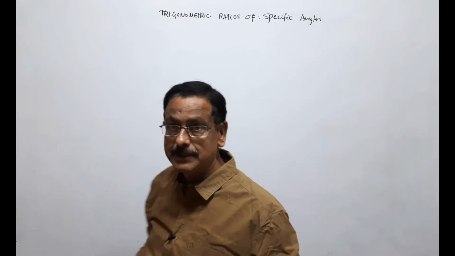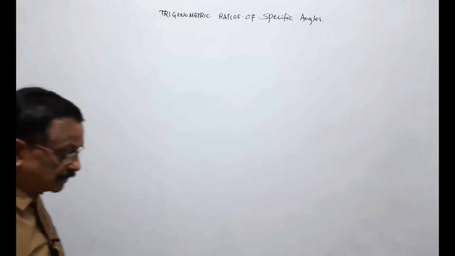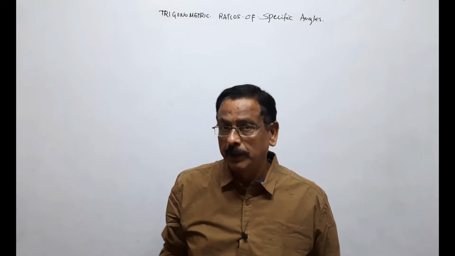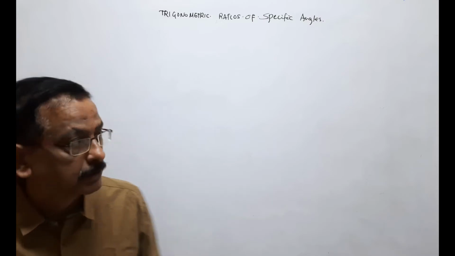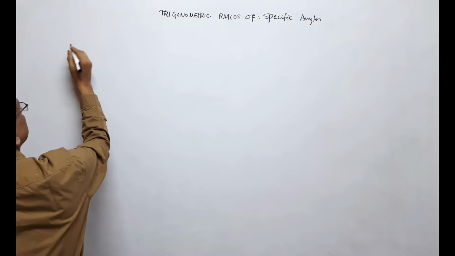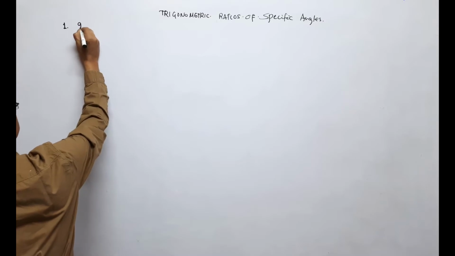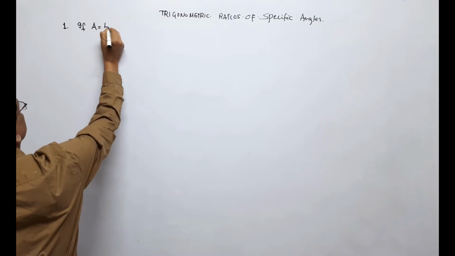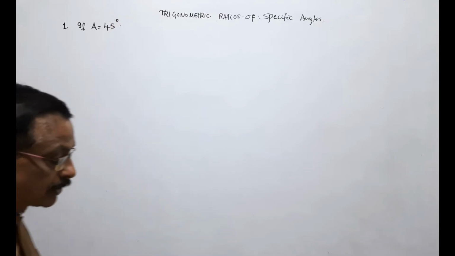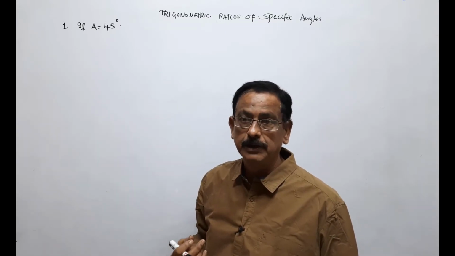So far we have discussed some of the angles in general, like sin A, cos A, tan A. We don't know about A. Now let me talk about certain properties of these angles. So for this, let us consider case 1: if A is equal to 45 degrees. Let us see how I can evaluate sin 45, cos 45, tan 45 and their reciprocals.